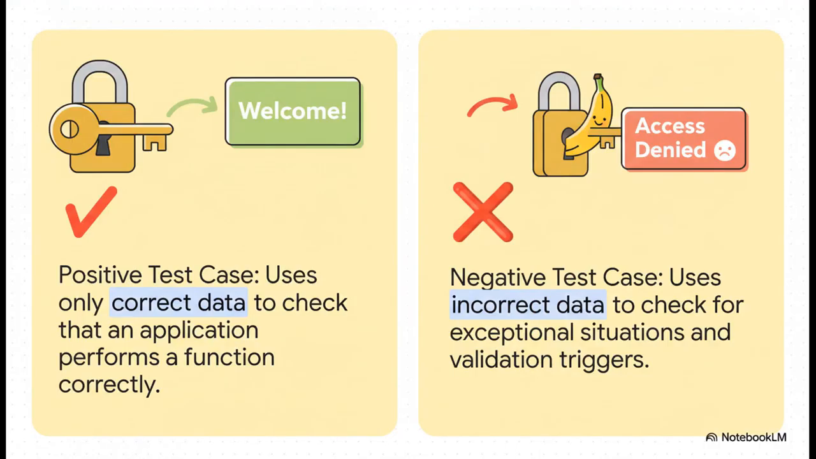Now, these test cases, these recipes, they come in two main flavors. You've got your positive test cases, which is where you check that the software does what it's supposed to do with normal, everyday inputs. But then you have negative test cases, and this is where you intentionally try to break it. You throw weird, invalid data at it to see if it handles errors gracefully instead of just falling apart.